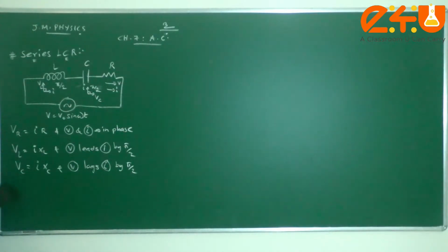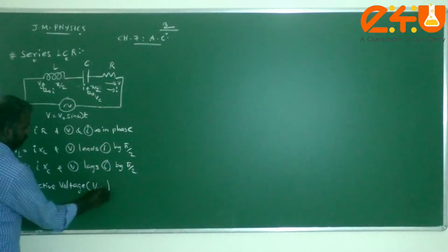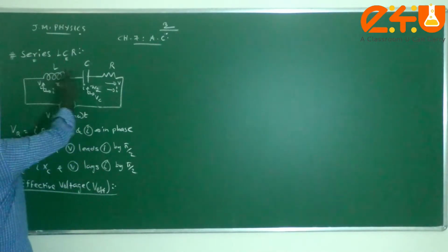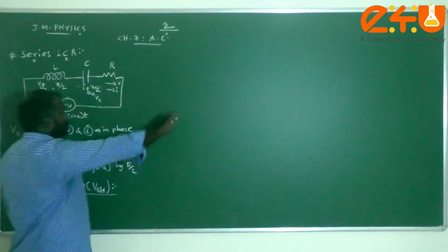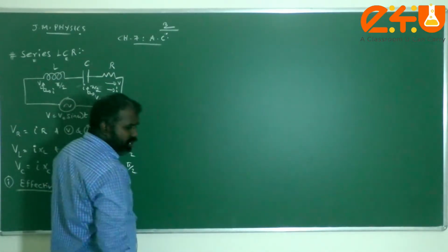Now the first parameter we are going to find in this series LCR circuit is the effective voltage, or RMS value. Since these components are together present in the circuit, we can draw the phasor diagram. What a phasor is, we already discussed.